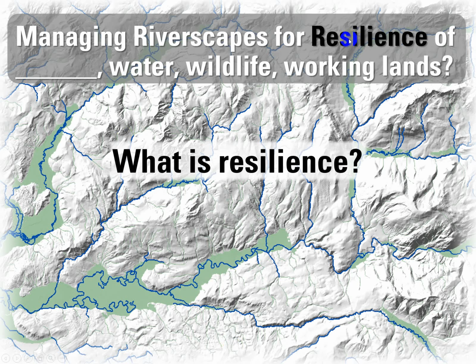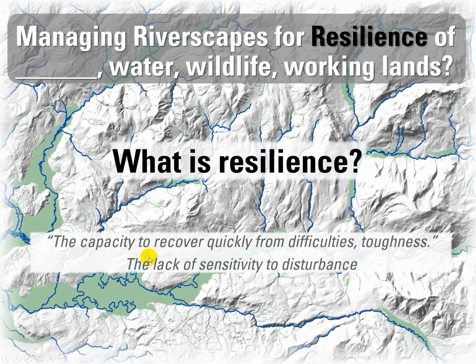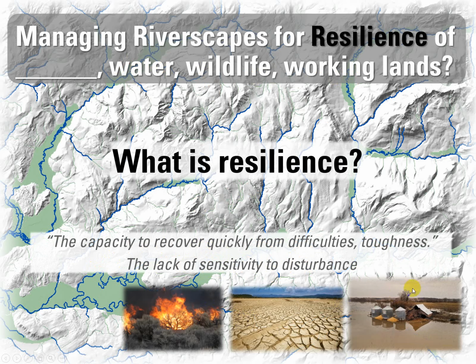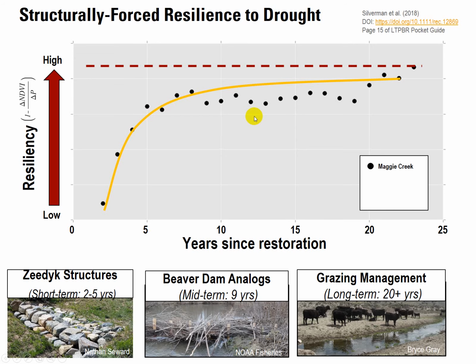So when we're talking about resilience, we need to think about resilience of what? Water, wildlife, working lands, to what? So resilience is just the capacity to recover quickly from difficulties, toughness, or another way of saying it, it's the inverse of sensitivity. It's a lack of sensitivity to a disturbance. So these are the sorts of disturbances that we face throughout the West: fires, droughts, floods. And so what we're talking about is riverscapes being more resilient to those disturbances, and in turn making some of the things that society cares about also more resilient because they are dependent on those riverscapes.